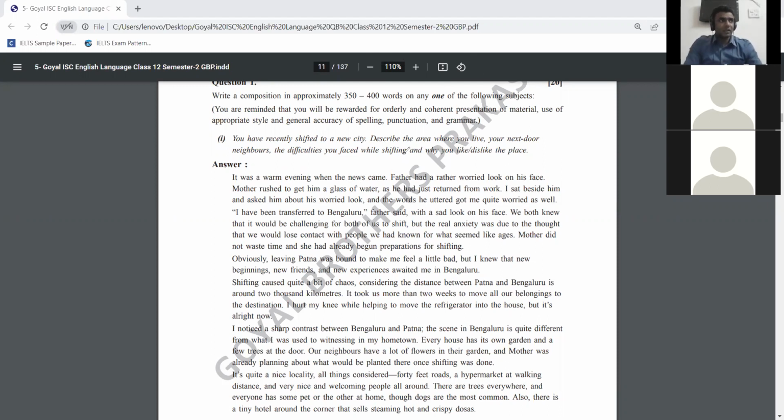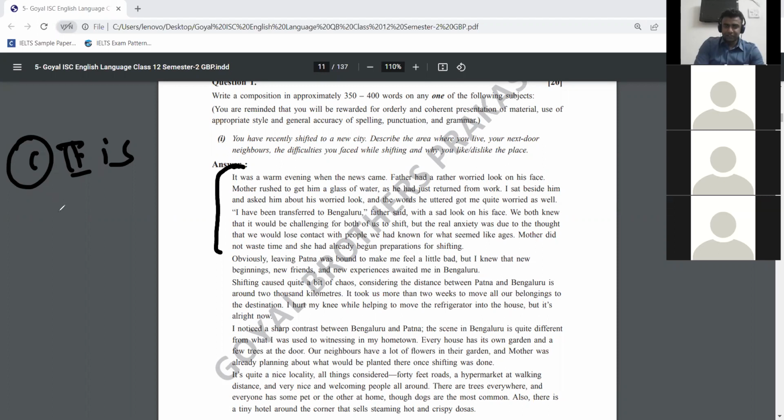Even I have tried several times to see whether these people commit grammatical mistakes or not. Let me see. So the first point related to descriptive writing, write it down. Descriptive essays are always written in past tense.